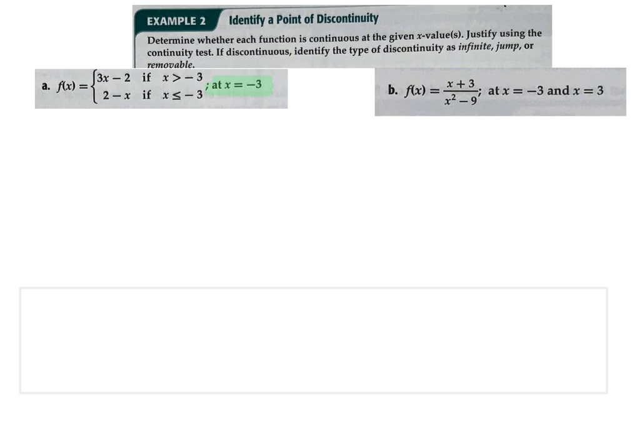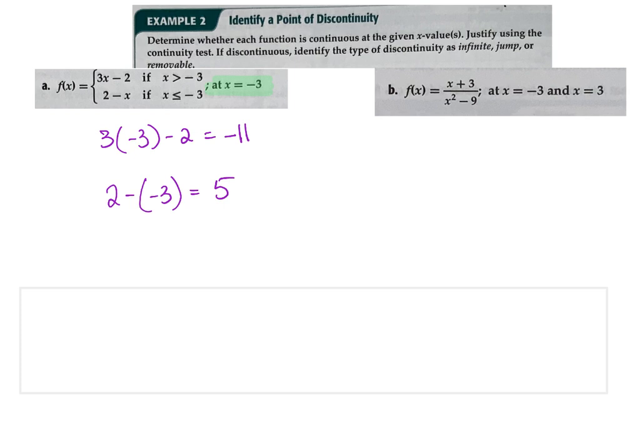So how we're going to determine that is we're going to plug in -3 to both pieces. All right, so we're going to say 3 times -3 minus 2. That's what it's approaching from the other side. 3 times -3 is what? -9, right? Minus 2 is -11, right? -11. All right, and then what we want to do is determine what it is when we plug it in. 2 minus -3, that's going to equal what? 5, all right? So from those two, we're going to determine this is not continuous.